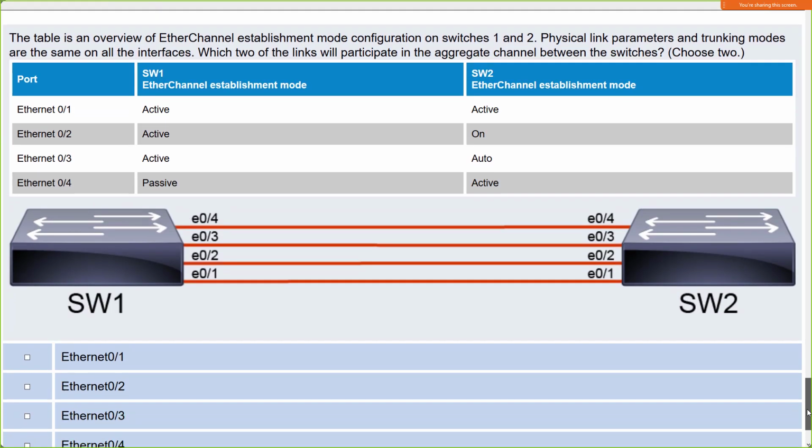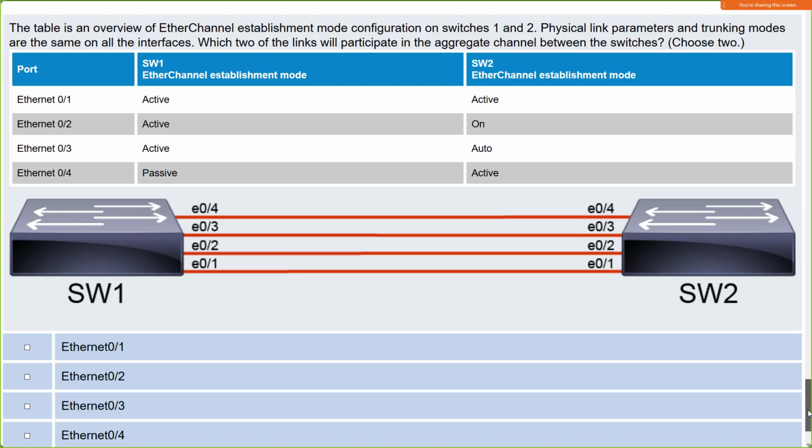The table is an overview of EtherChannel establishment modes between switches 1 and 2. The physical link parameters and trunking modes are the same on all of the interfaces. Which two of the links will participate in aggregating the channel between the switches? So obviously port 1 would work, it's active. Port 2 would not work, it's active on, and mode on does not allow any negotiation of EtherChannel.